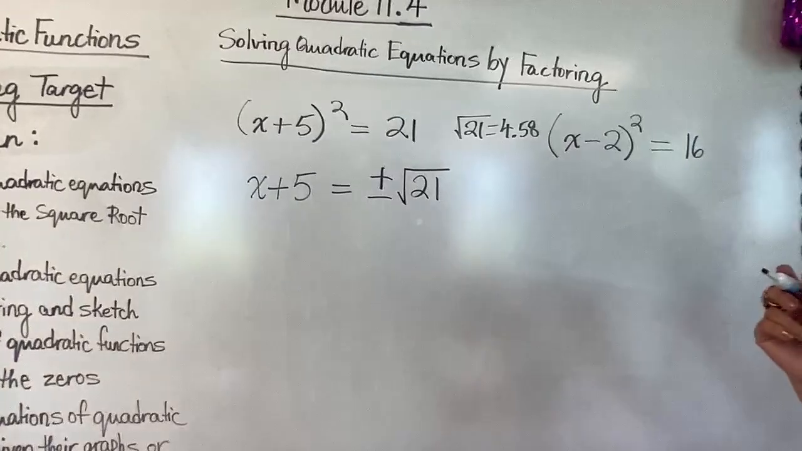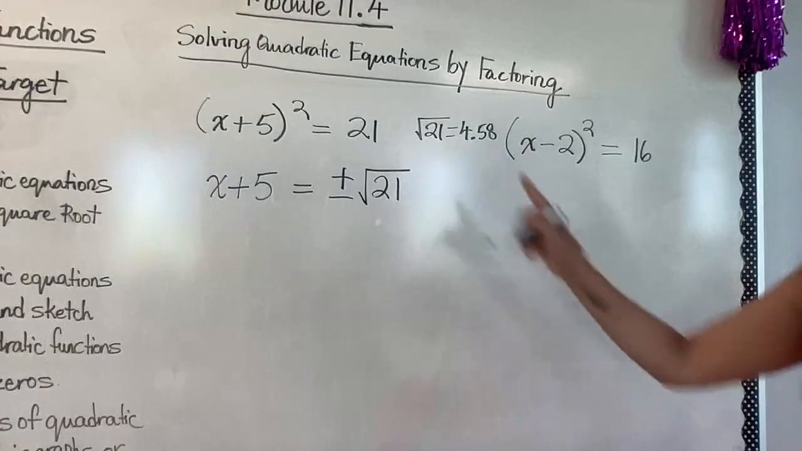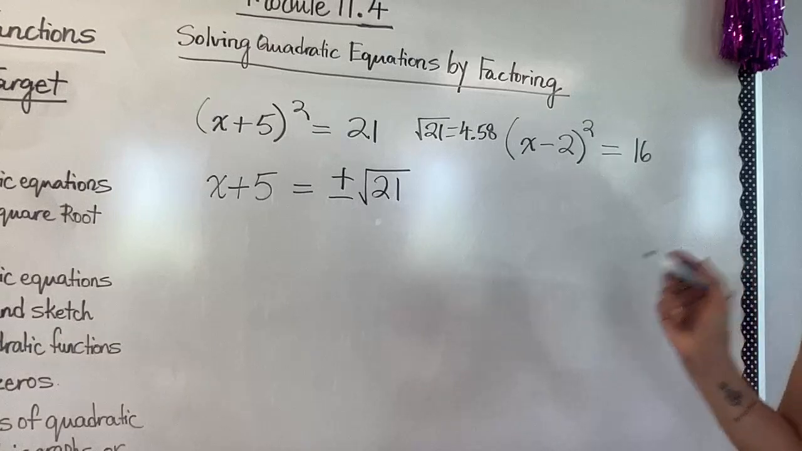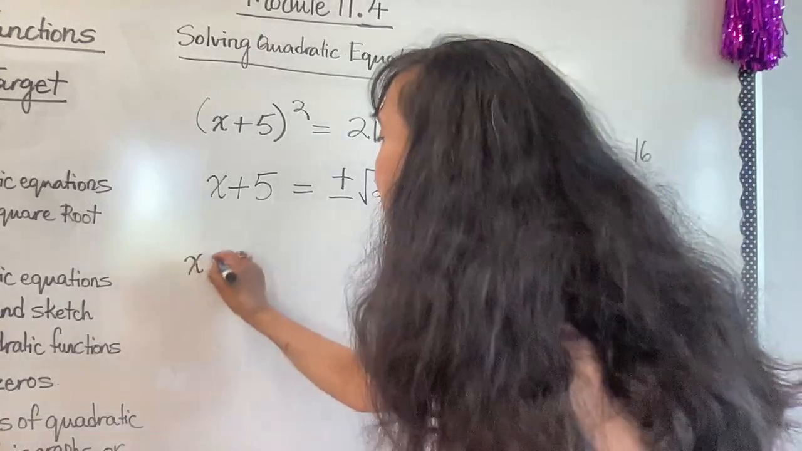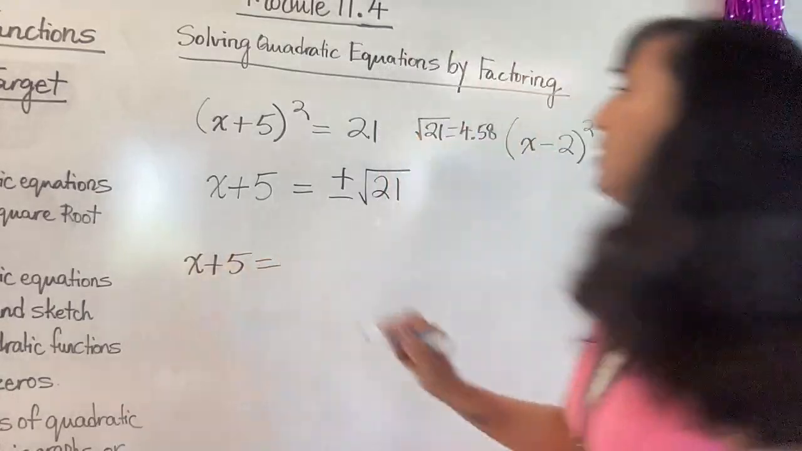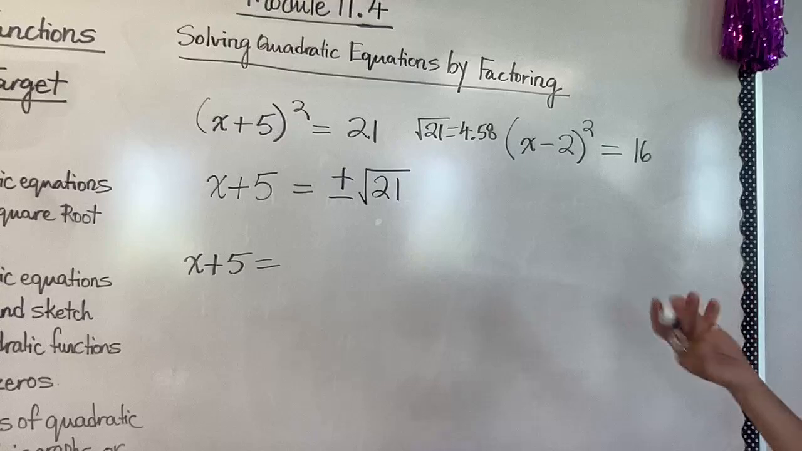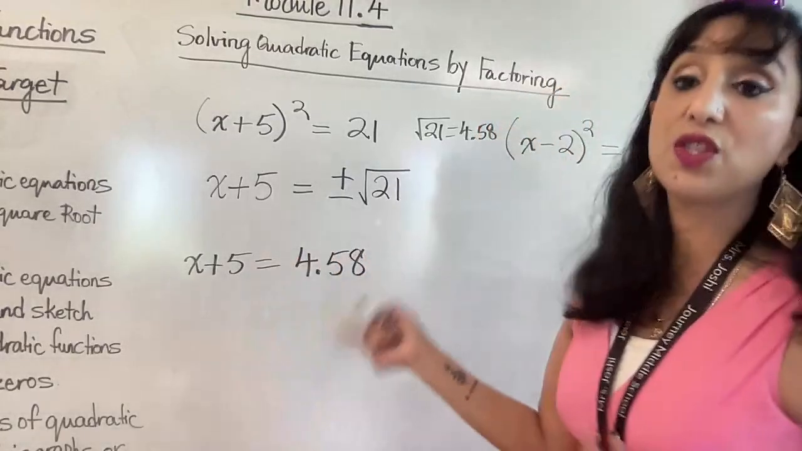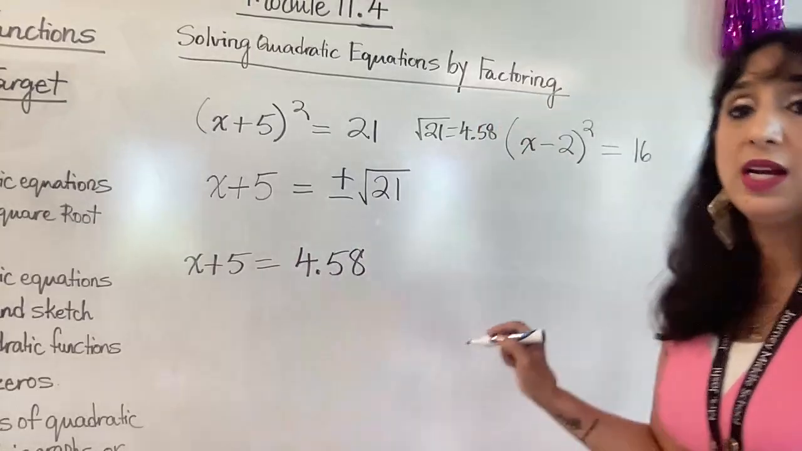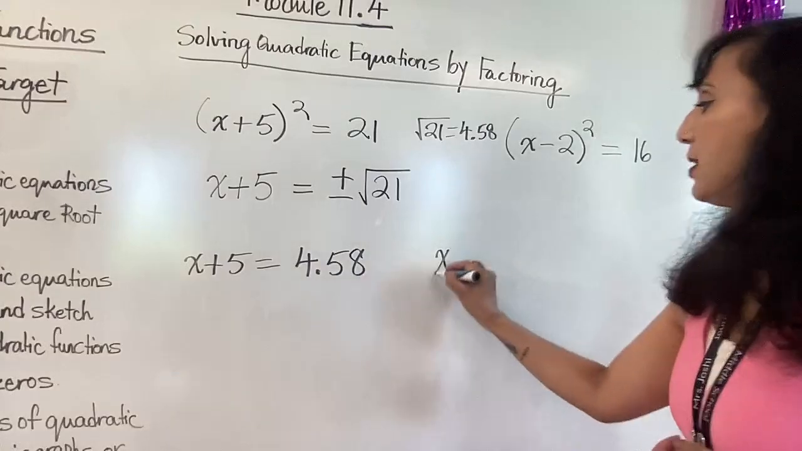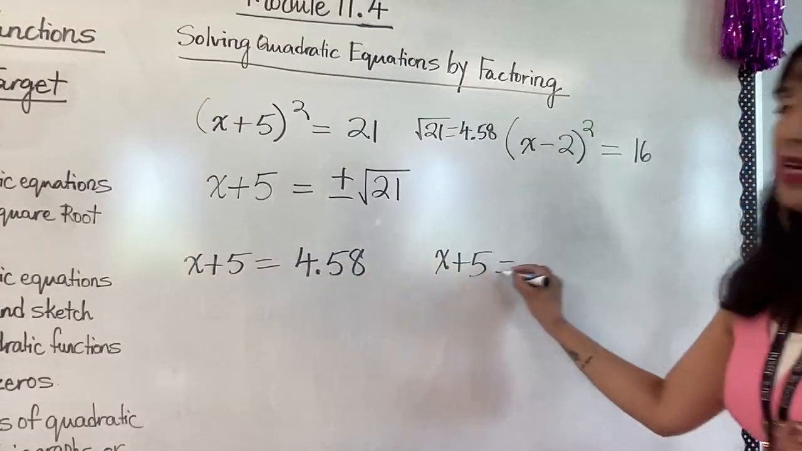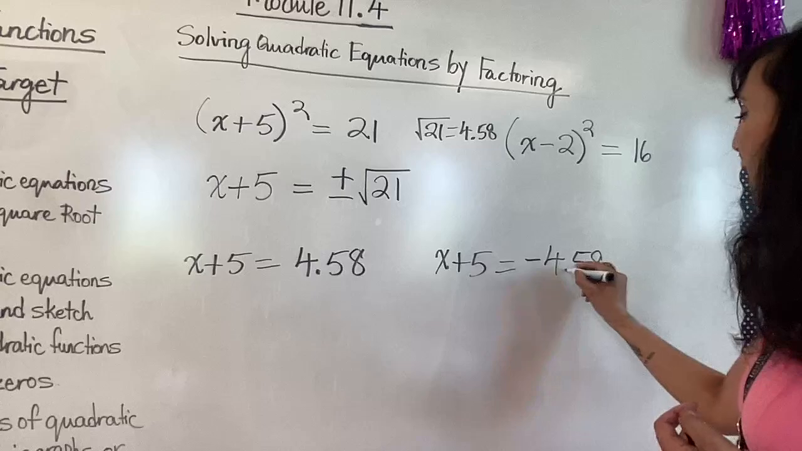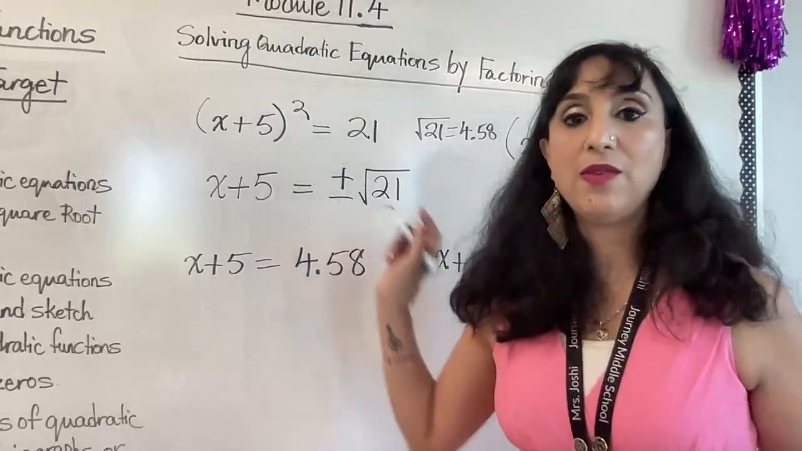Now I know that this can be positive or it can be negative, right? So I'm going to solve two different equations. In one, I am going to do x plus 5 is equal to my positive factor, which is 4.58, so the positive square root. And then in the other one, I am going to do x plus 5 is equal to the negative square root. Because we can have the positive and negative, and that is the square root property.